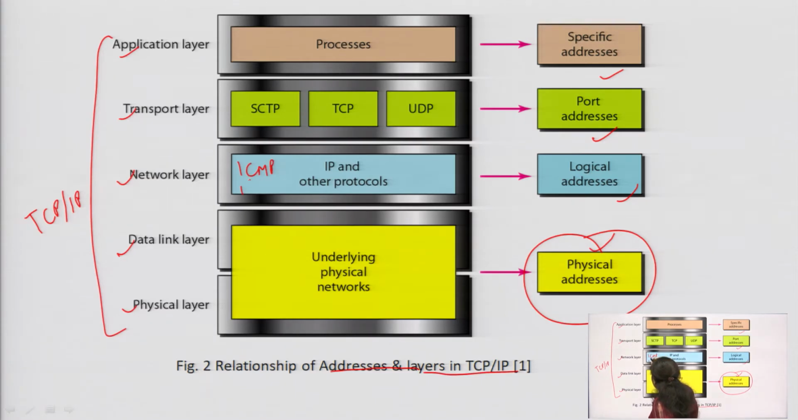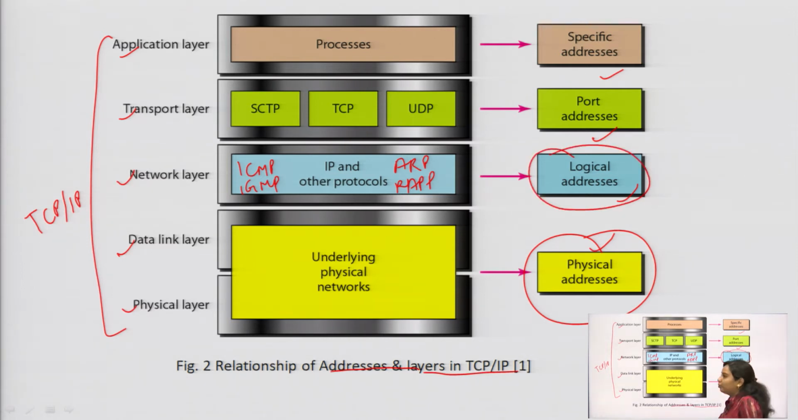ICMP, IGMP, ARP and RARP. I have shown you in the previous lecture also. In the network layer, there are 4 different protocols associated, and if you want to access these protocols, it will be accessed through a logical address associated with each of the internet protocol and other protocols like ICMP, IGMP, RARP and ARP.